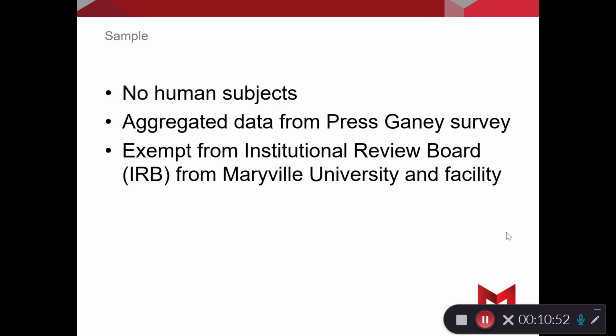Like I was saying previously about the sample, there are no human subjects. Our sample is the aggregated data from the PRESS Ganey survey, from the responses we got from the patients within that 3-month time period. As a result of not having any human subjects, we were exempt from review from the institutional review board from Maryville and from the facility.